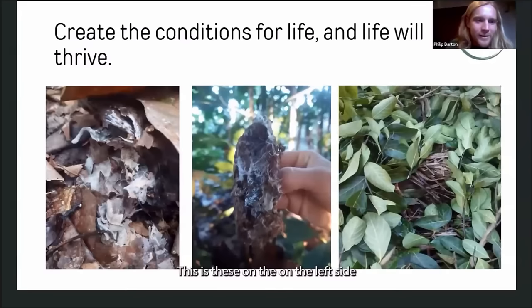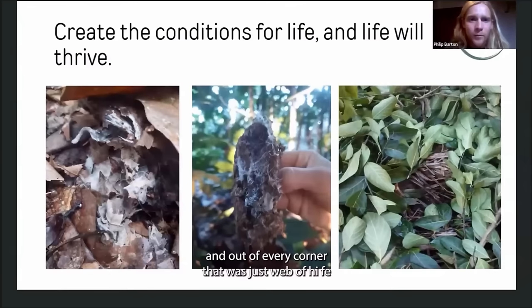On the left side, scraping back leaf organic matter to take samples from, and at every corner there was just a web of hyphae. The middle picture is a macro aggregate around a bit of wood, but that's all soil, and it's held together again by fungal hyphae. And then the right side is what it looks like on the forest floor when Ernest prunes, and it almost looks like the start of a biocomplete compost pile.